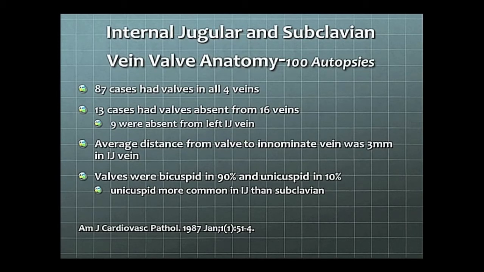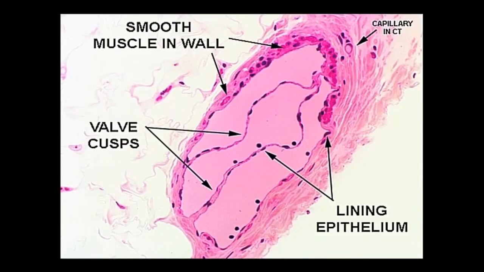The average distance of the valve from the innominate vein was 3 millimeters. In this autopsy series, the vast majority were bicuspid. There were a small number of unicuspid, and I showed you one of those cases. In other autopsy series, there's sometimes a small number of tricuspid valves, so there's quite a bit of variation in valve appearance. So just the presence of a unicuspid or tricuspid valve is not necessarily abnormal.